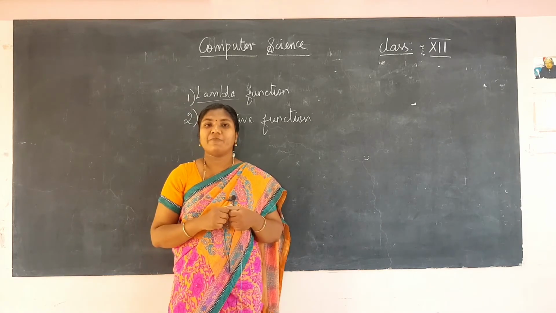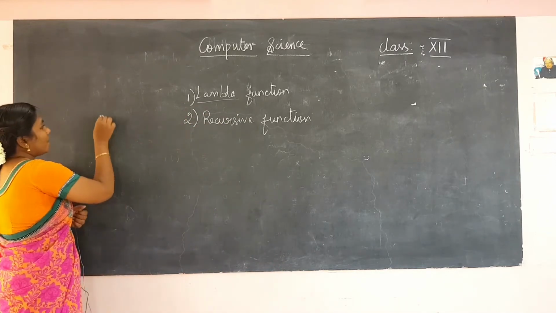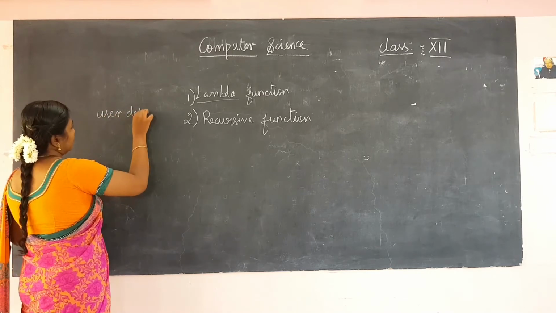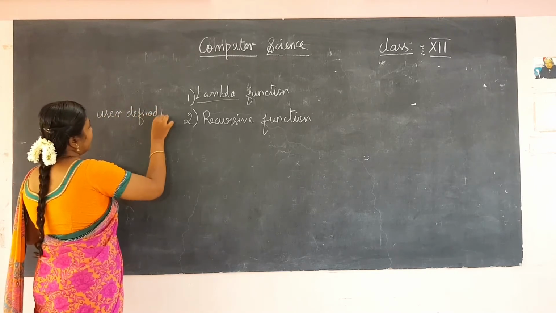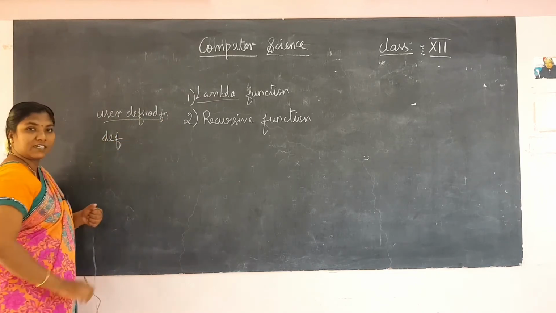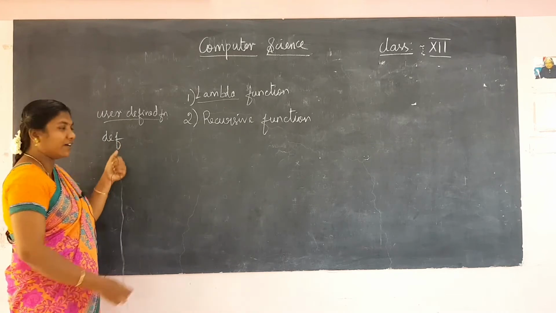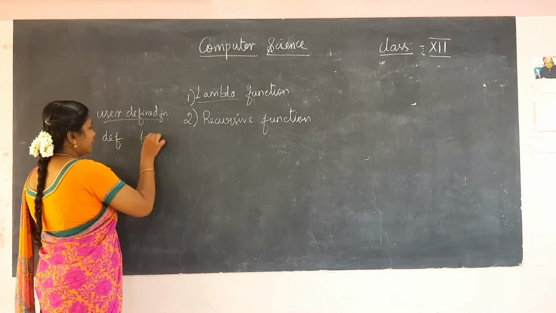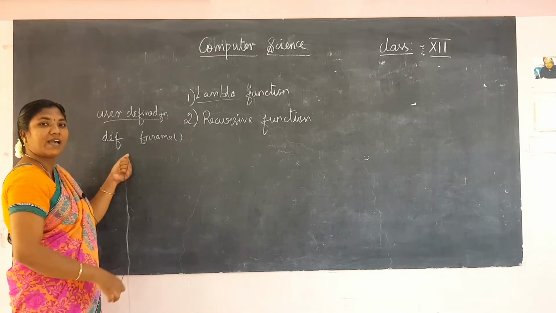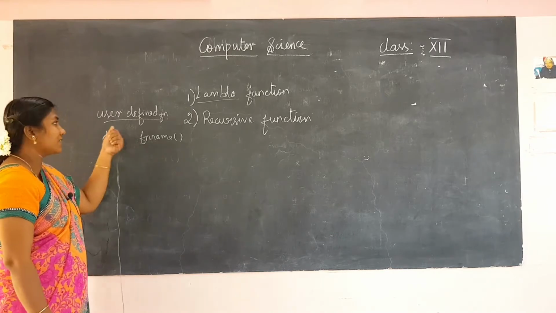So what is the syntax for the general, that is the user defined function? You will be having DEF, that is definition. DEF will be the keyword, and then you give your function name, then your arguments or parameters, and then you will be having your code. So this is the syntax for the user defined function.